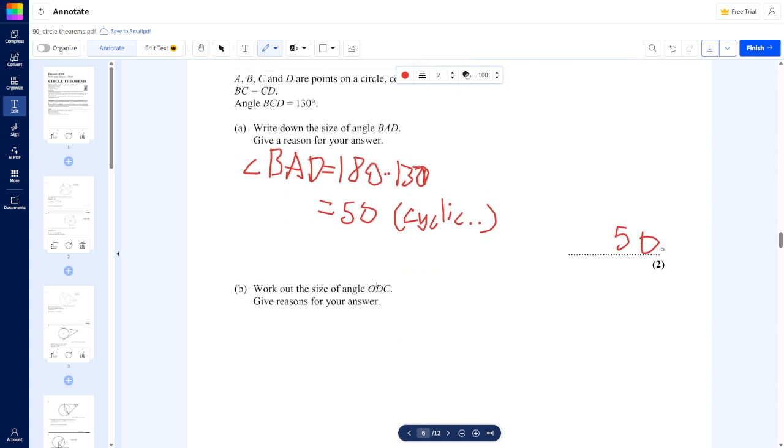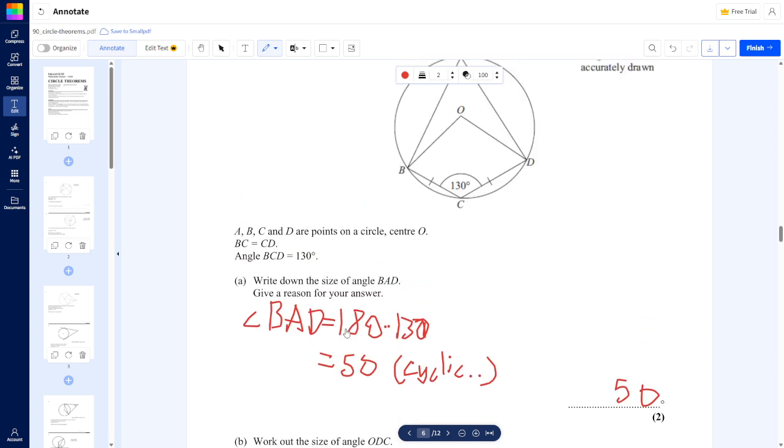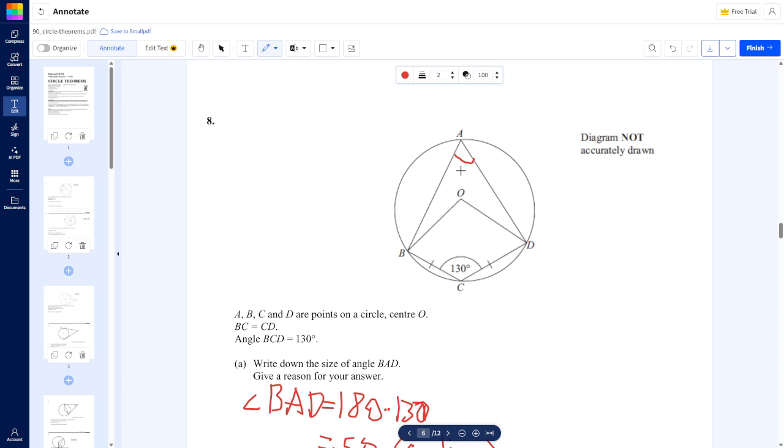Work out the size of angle ODC. Give reasons for your answer. Well, now we know this to be 50. BOD is going to equal 100 because the angle at the circumference is half the angle at the center. And now we have this.